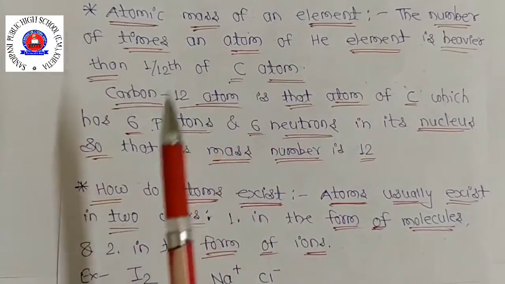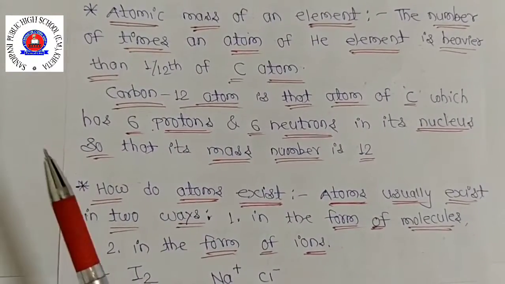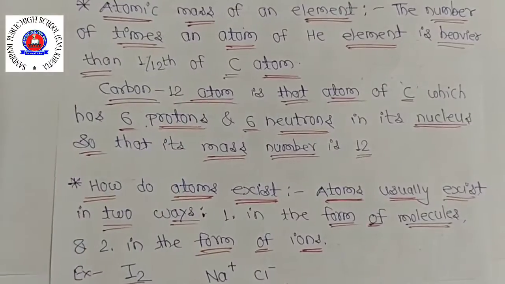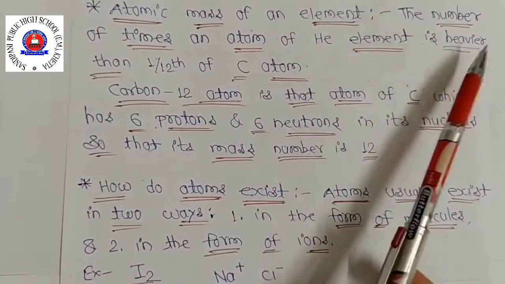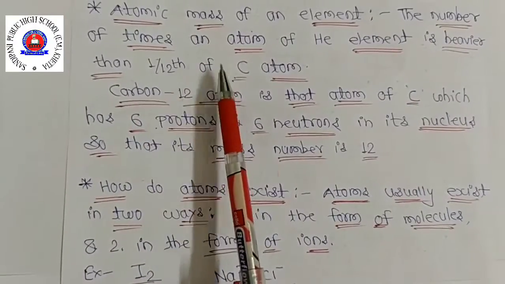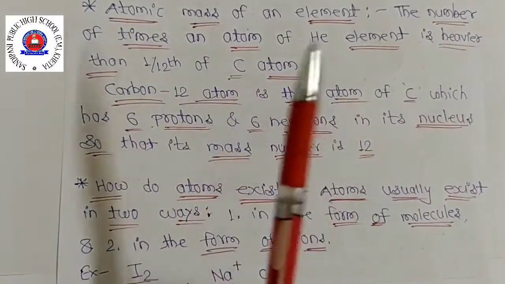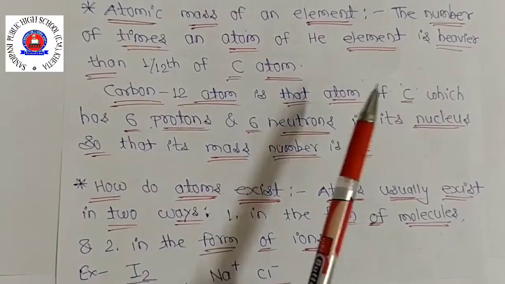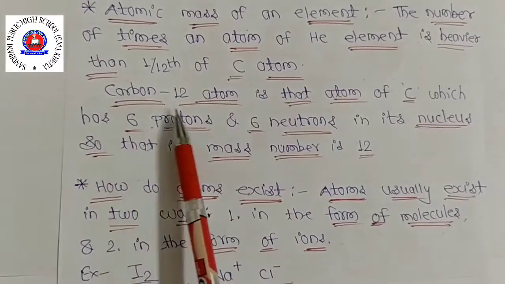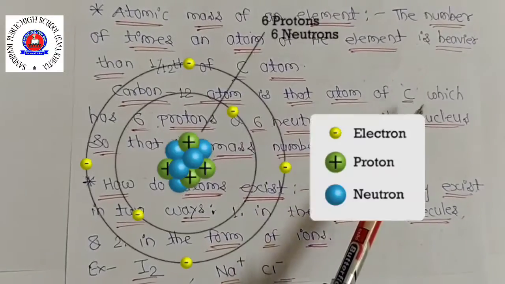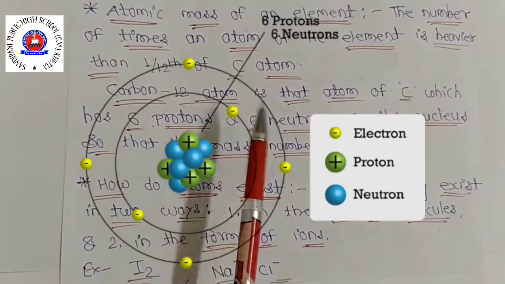Therefore, it was necessary to define atomic masses in such a way that we get simple figures for them. So the number of times an atom of an element is heavier than 1/12 of a carbon atom. Okay. In order to understand the present definition of atomic mass, we should first know the meaning of a carbon-12 atom. So carbon-12 atom is that atom of carbon which has 6 protons and 6 neutrons.